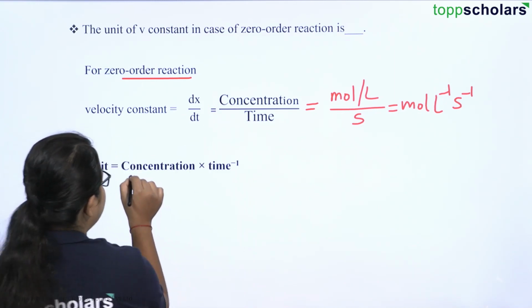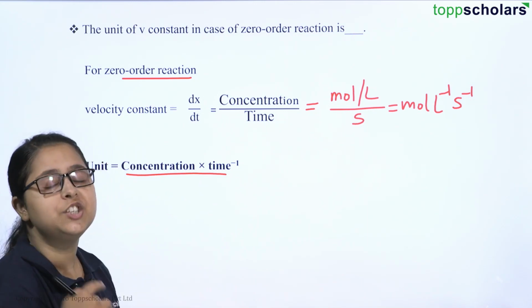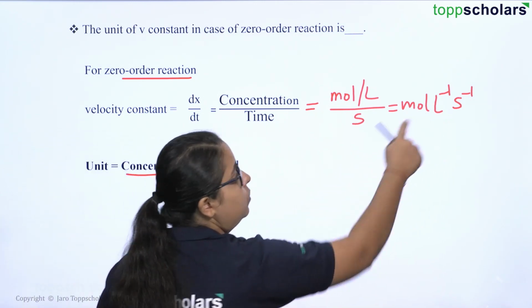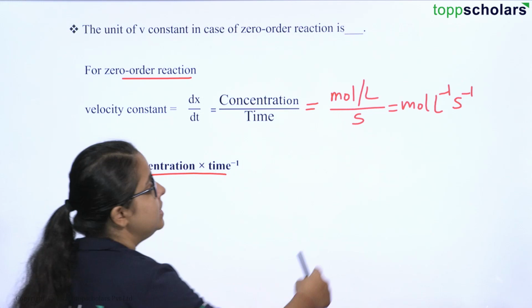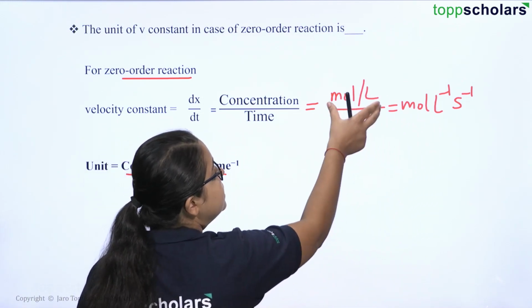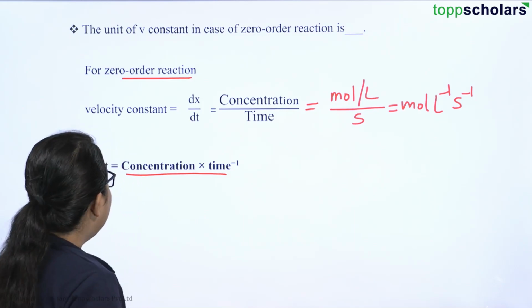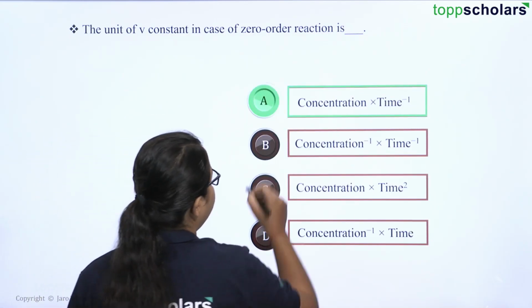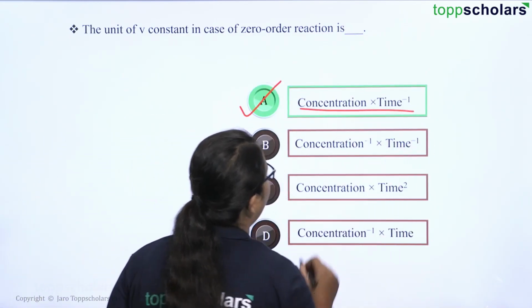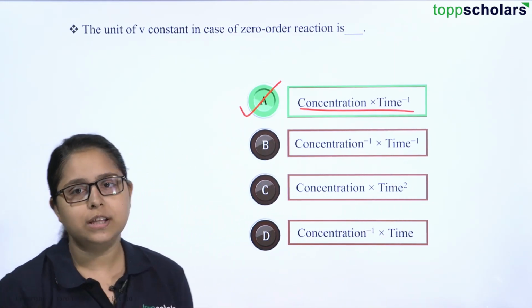Over here, hence we can say that the unit is concentration multiplied by time inverse. Okay, don't get confused in this liter inverse because this whole term is the unit for concentration itself. Hence, over here this term is given in option A. Hence, we will have option A as the correct answer for this question.